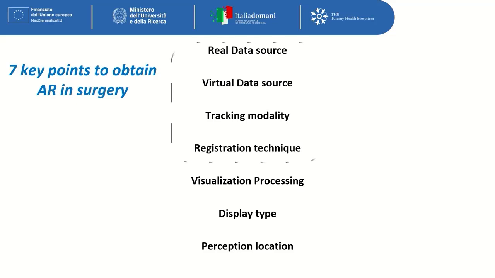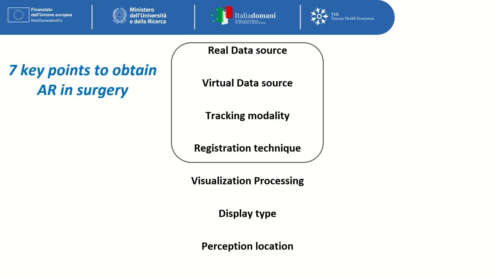But to implement this kind of visualization, we have to take into account at least 7 key points. The first 4 key points are related to the source of the real information, and depends if the surgeon looks at the patient directly with his own view or through an endoscopic camera, for example. What about the source of the virtual data? It depends. The virtual data can be an MRI image, CT image, 3D ultrasound, everything. We have to take into account the tracking modality to obtain the right alignment from every point of view, and furthermore, the registration between the different reference systems that we have in the surgical room.